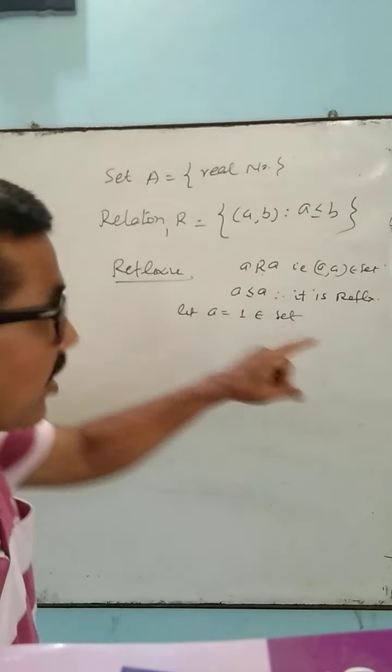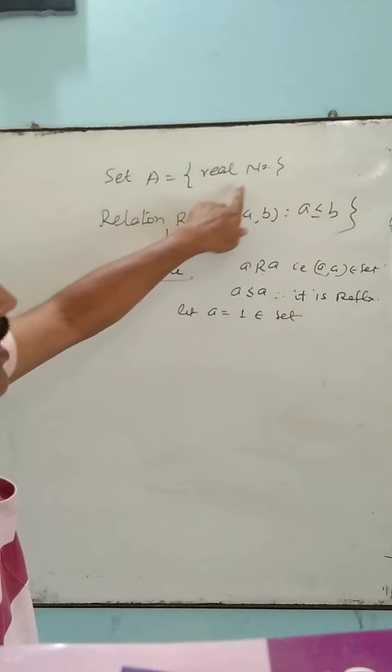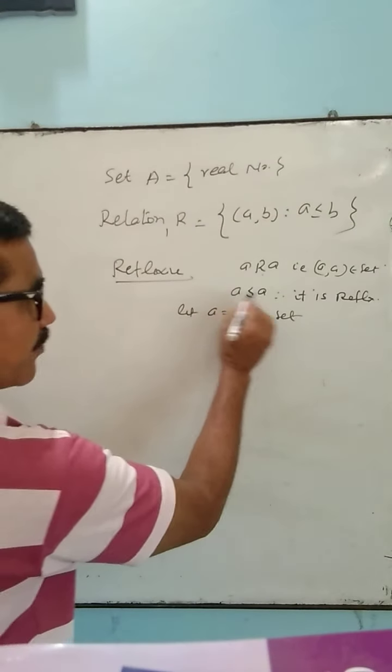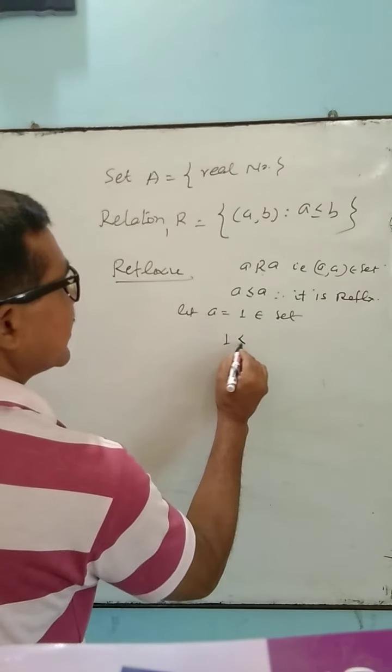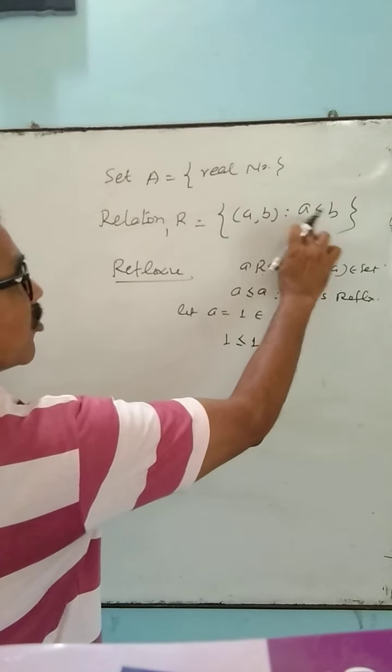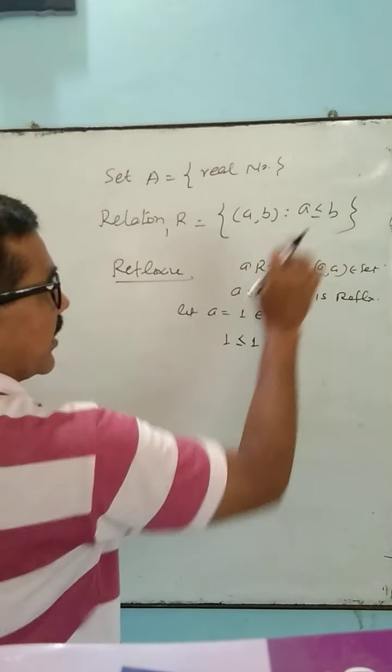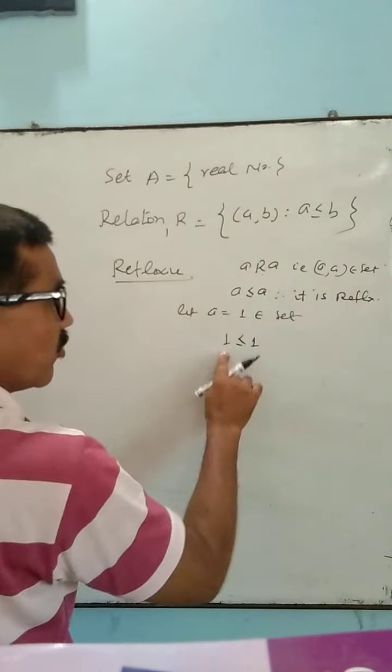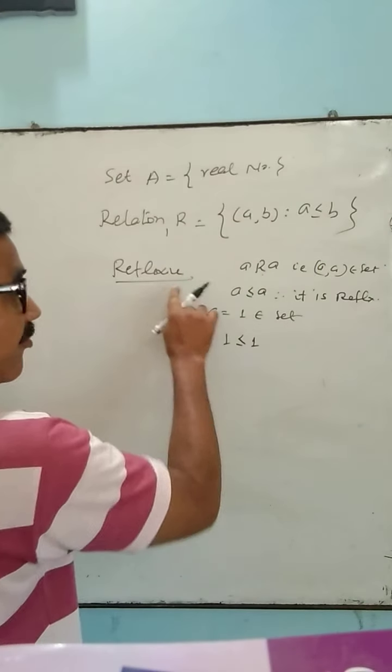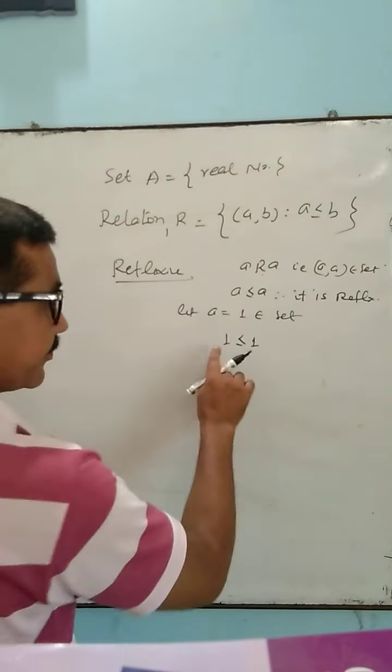मैं एक example समझाता हूँ. 1 क्या है? एक real number है. अब इस value को यहीं put कर दीजिए. 1 is less than or equal to 1 because a is less than or equal to b. यहाँ a की value भी 1 होगी, b की value भी 1 होगी because reflexive में दोनों same होना चाहिए.